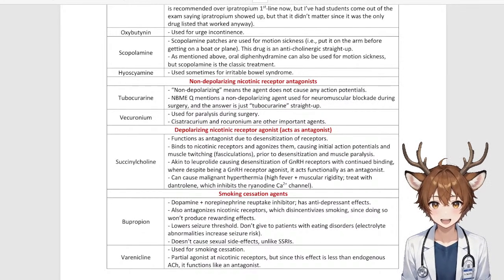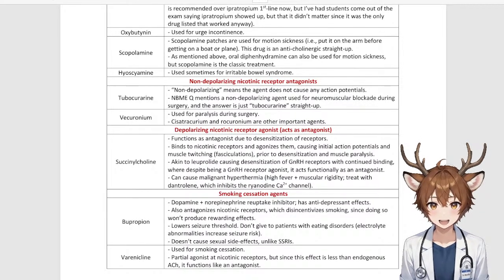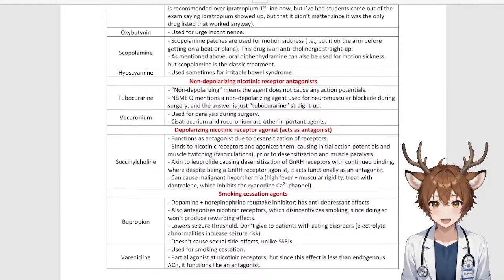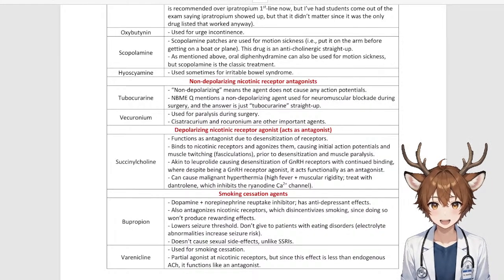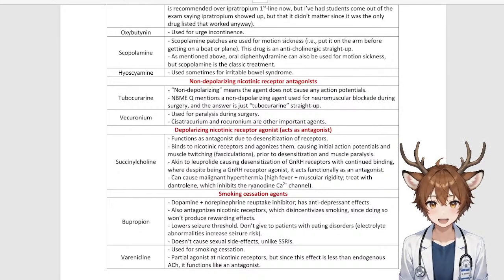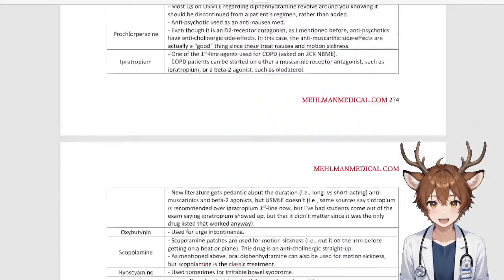This drug is an anticholinergic straight up. As mentioned above, oral diphenhydramine can also be used for motion sickness, but scopolamine is a classic treatment. Hyoscyamine, used sometimes for irritable bowel syndrome. So those were all muscarinic receptor antagonists.